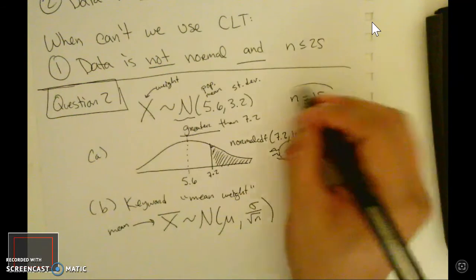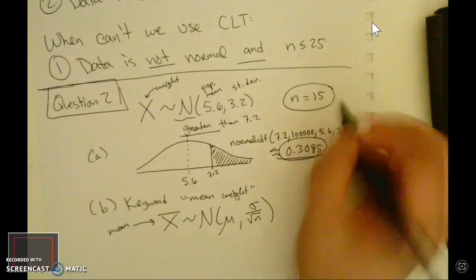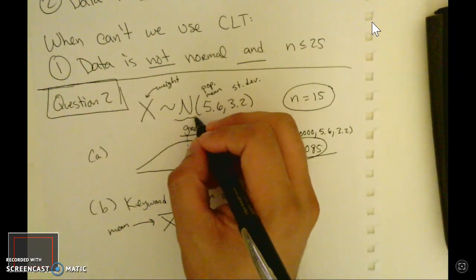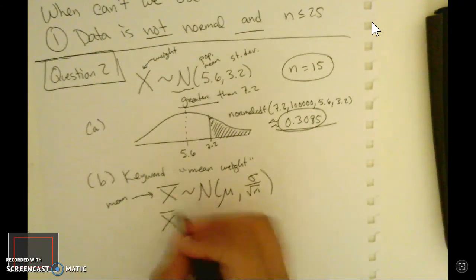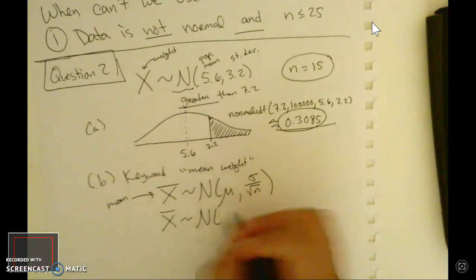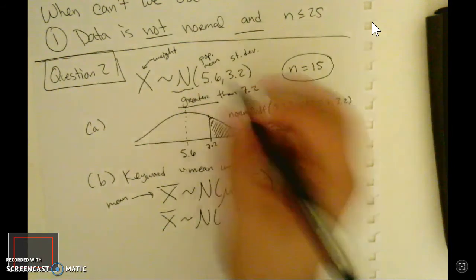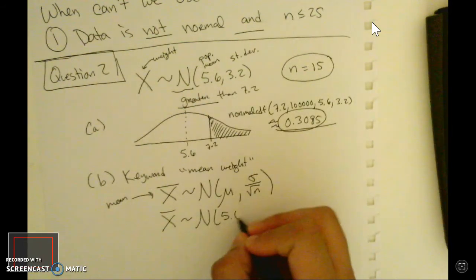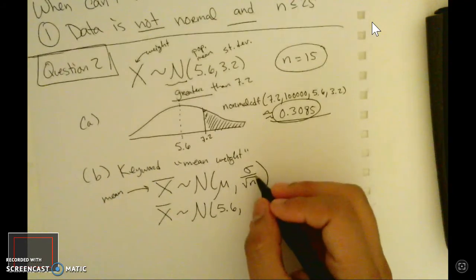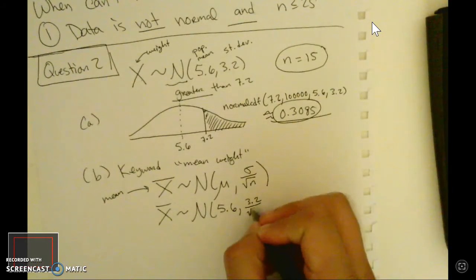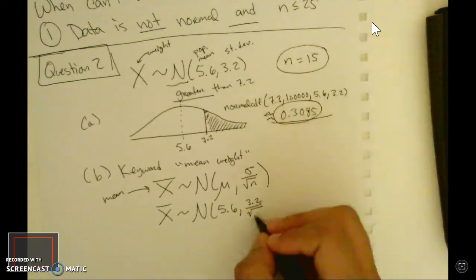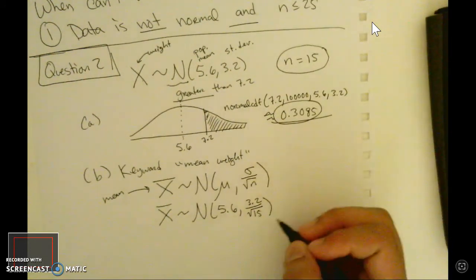Even though n is much less than 25, it's normally distributed and we can use it. Okay, so we can. Now, all we've got to do is figure out what these numbers are. The mean in this case is 5.6, so that didn't change. Our standard error, sigma, is 3.2 divided by the square root of whatever this was, which is 15.